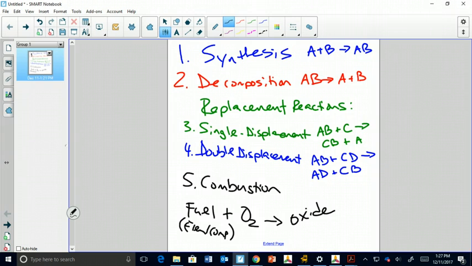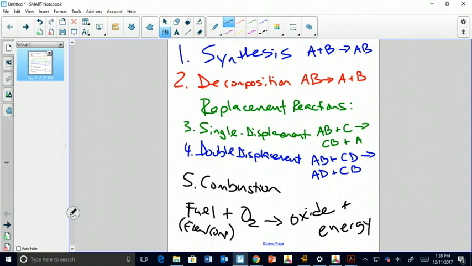An oxide is simply a compound that has oxygen in it. Are you with me? Water, H2O, that is an oxide. Carbon dioxide, that's an oxide. These are two very common products of combustion. So fuel plus oxygen produces an oxide plus energy. When I'm making a combustion reaction, the thing you all like about it is that it makes fire.